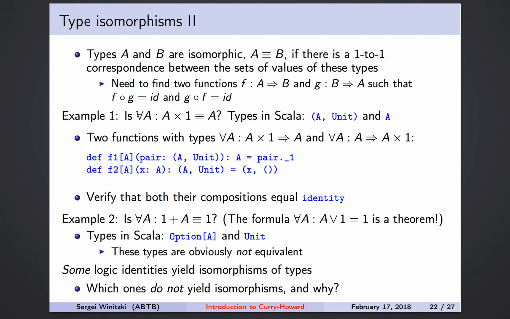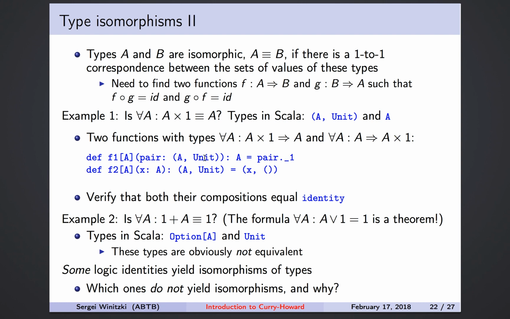Let's consider an example. This is an identity in the logic. A conjunction with 1 is equal to A. In Scala, the types corresponding to the left and the right-hand sides of this equivalence are the conjunction of A and unit, and A itself. Now we need functions with these types. Indeed, we can write functions easily having these types.